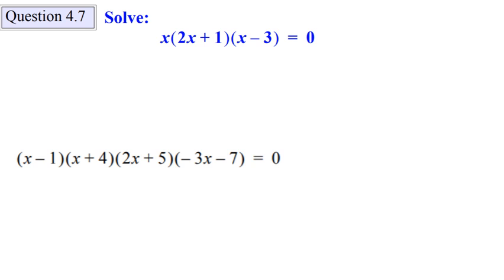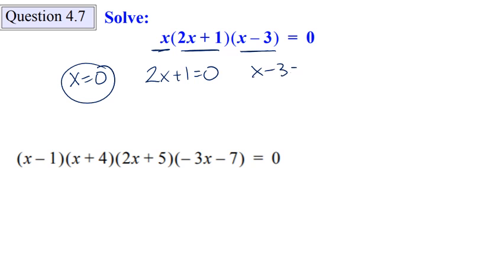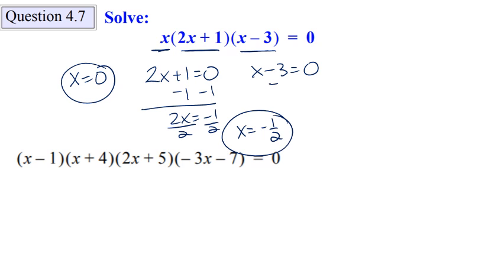So in this first example, all we have to do is set each part equal to 0. So think of this as a part, this as a part, and this as a part. So I'm going to take x equals 0, so that's done. 2x plus 1 equals 0, and then x minus 3 equals 0. Now I'm going to solve each one, and then I'll get x equals negative half, and then this one will be x equals 3. So we got 3 answers, and that's all you have to do for this.